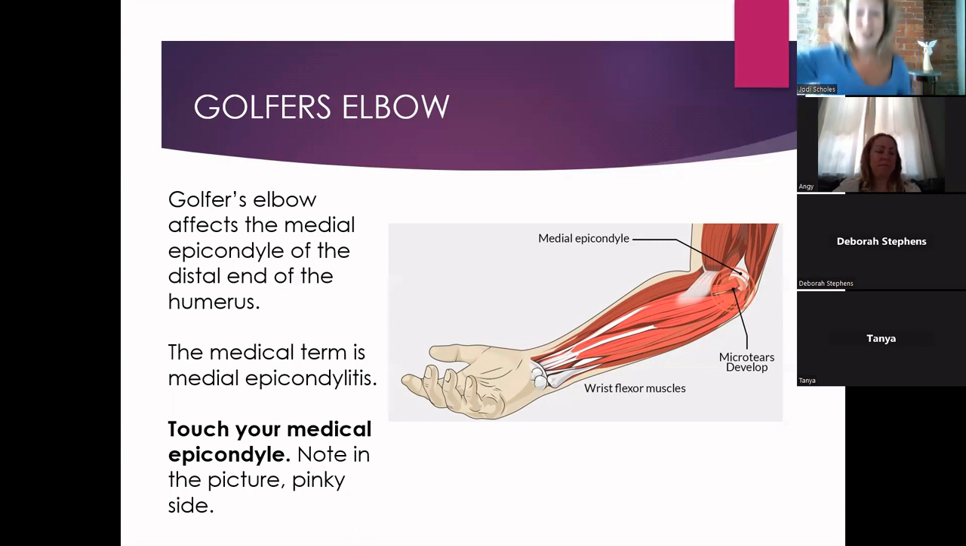And another thing is you can't do that with tennis. Like you can't cross your fingers in tennis, right? Even if you have a double-handed backhand, you're not interlocking your fingers, but some golfers do. So just another way to remember golfer's elbow.